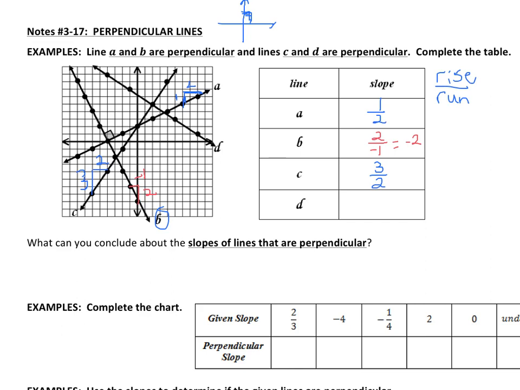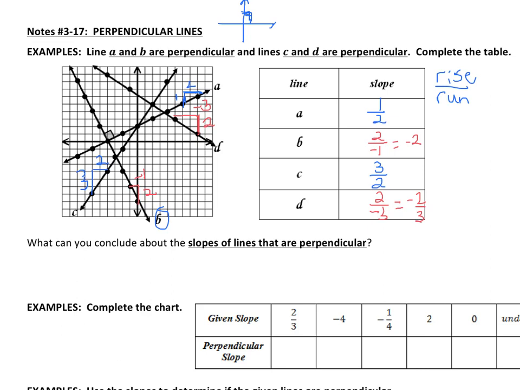Okay, now let's look at line D. Line D, if I count the rise, I'm going to go up 2. If I'm counting from this bottom point here, I had to go up 2, and then go back to the left. You had to go left 3, so we're going to put -3. So the rise is 2. The run was -3, which would just simplify to be -2/3.